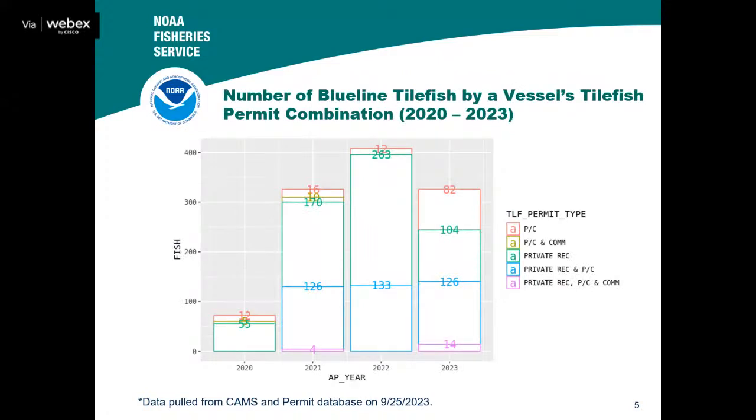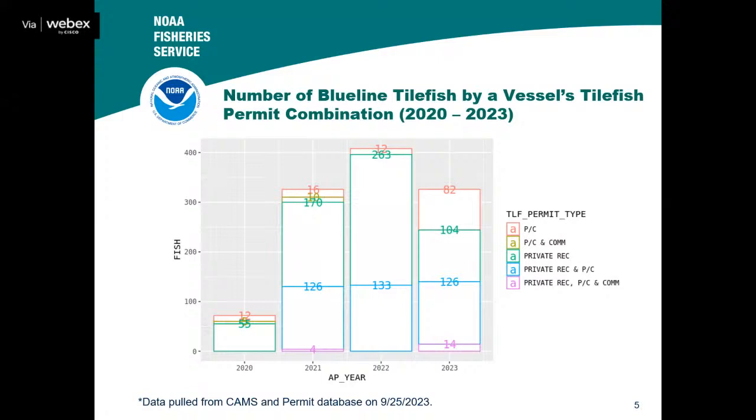And then this figure here is a look at the total number of blueline tilefish landed, with the number of fish on the y-axis and the permit year on the x-axis. And then these different colored boxes here are what I call tilefish permit combination, where you can have, in green here, vessels that just had the private rec permit. The lighter blue are folks that had the private rec permit and a party charter permit.